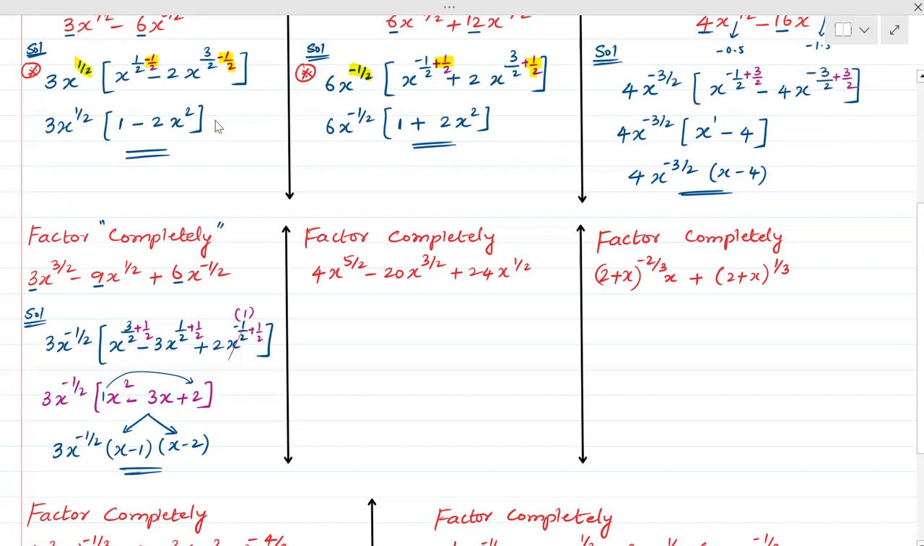Factor completely. Similarly, the next one here, we have 4, 20, 24. So 4 is a common factor. And what is the least power of x? It is 1 over 2, 1.5, 2.5. So therefore, this is the least power. So what is the least power? x to the power plus half. So I have to subtract half from all the powers. So you will get x to the power 5 over 2 minus 5 times x to the power 3 over 2 plus 6 times x to the power half.